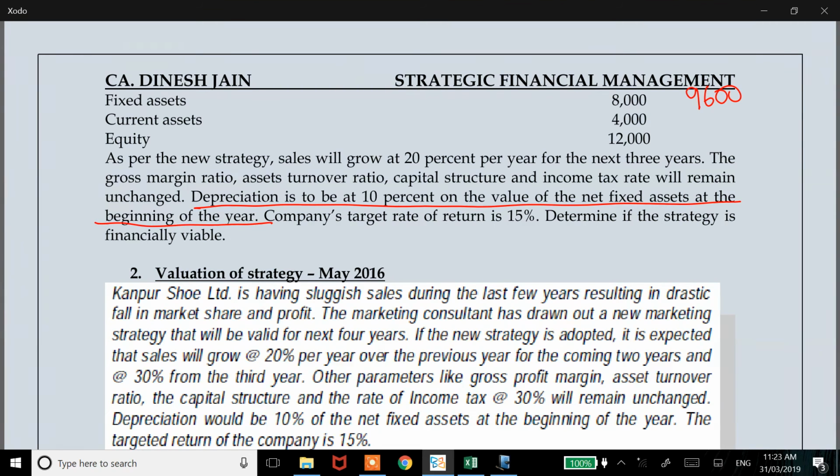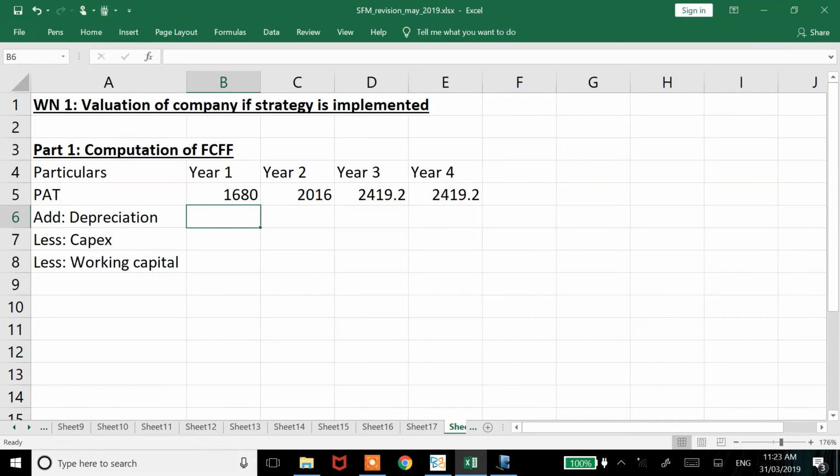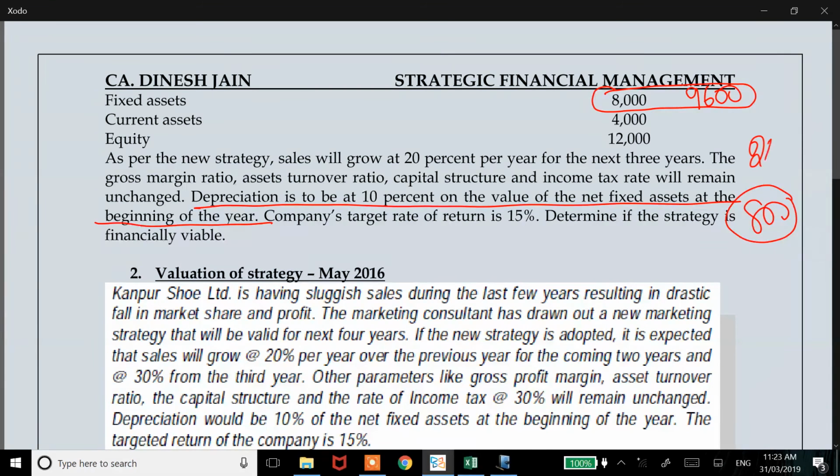I do an adjustment called add depreciation, less capex, less working capital. Now the depreciation is going to be 10% of the opening net fixed assets given. So listen, if my depreciation is 800, 10% of the opening net fixed assets, what will be the capital expenditure? If depreciation is 800, what is going to be the capital expenditure? You look at these two data and tell me. Capital expenditure is going to be 2400.